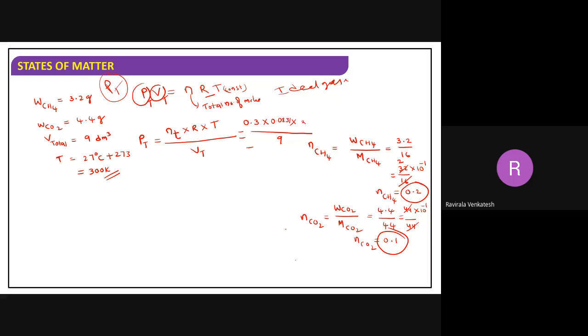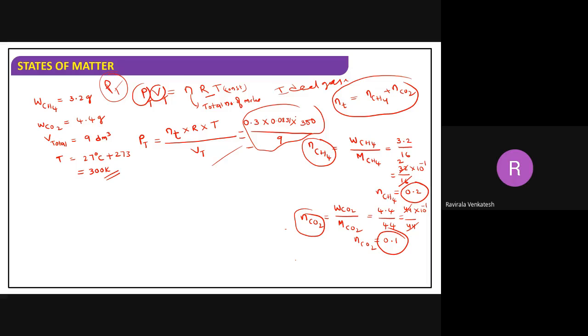Here it is 300 Kelvin. This one you have to take compulsorily. Number of moles of methane, number of moles of carbon dioxide. NT is equal to total number of moles, which is number of moles of methane plus number of moles of carbon dioxide. So if you do this, you will get the answer. 0.83. Okay.